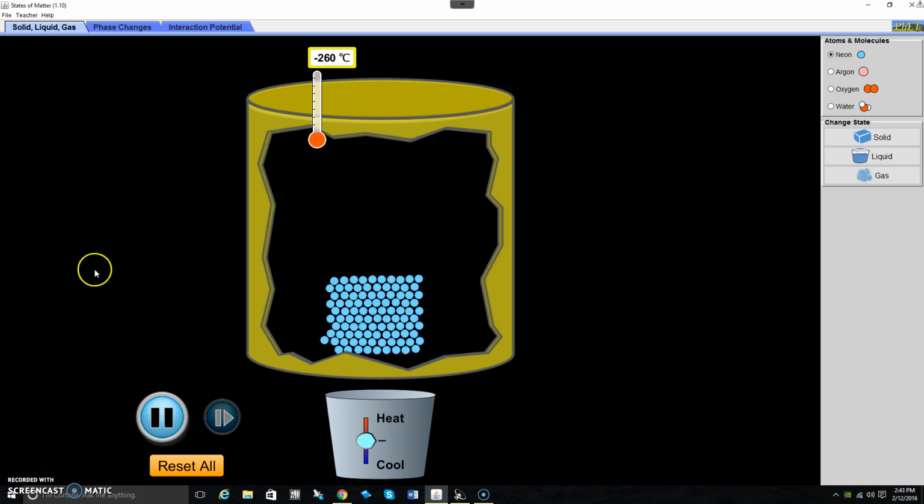This simulation has three different parts, as can be seen in these three different tabs at the top of the screen. In this first window, you can adjust the temperature of these four different atoms and molecules and see the effect that it has on them. You can also change states by clicking on these three different buttons.